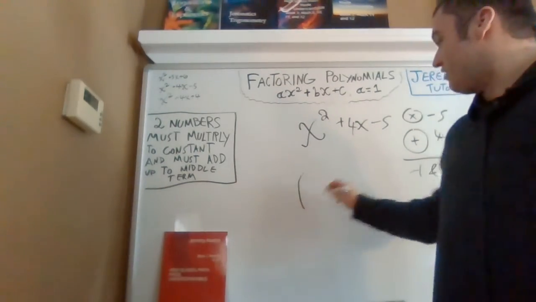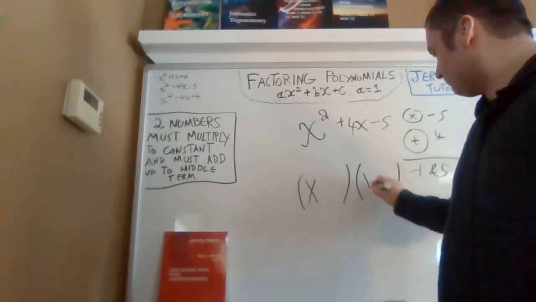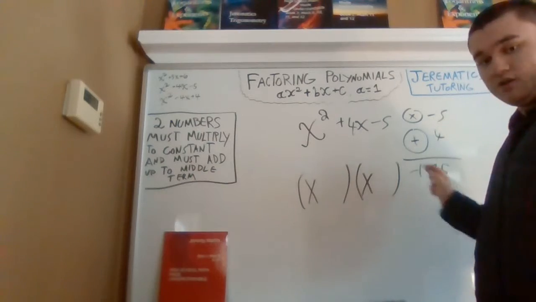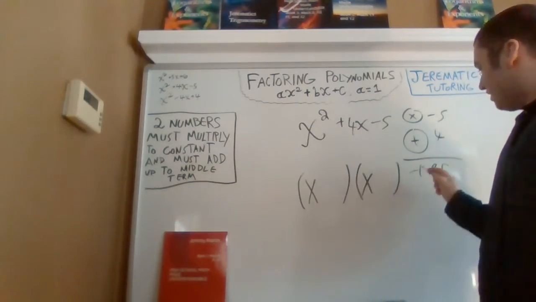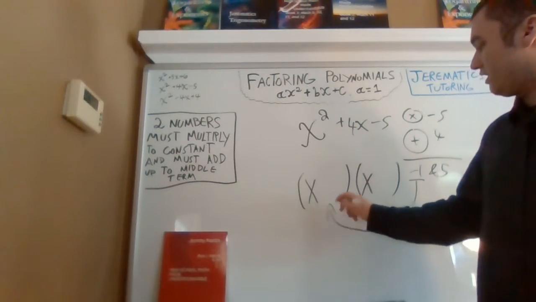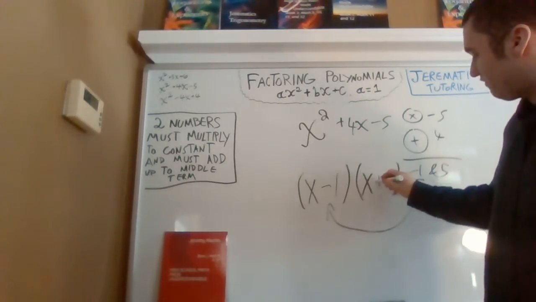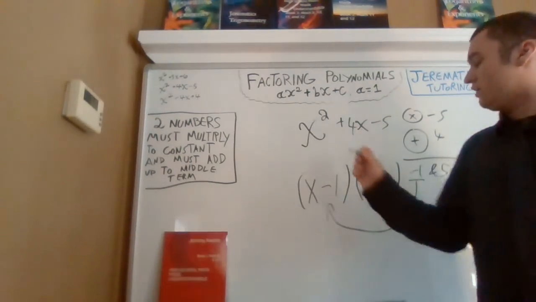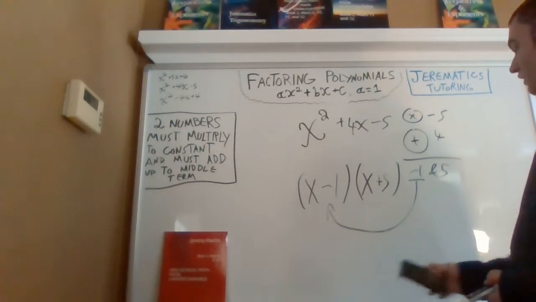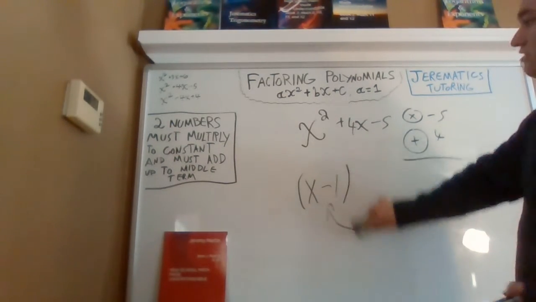So let's set up our two sets of parentheses. Put an x in both of them. And now we grab each number that we got over here and we put it in the brackets with our x. It's a negative 1, so we carry our negative 1 inside of the bracket. And then we got a plus 5, so now you write plus 5 in the other bracket. And we factored x squared plus 4x minus 5. So that's how you do that one. As you can see, it's not that bad.